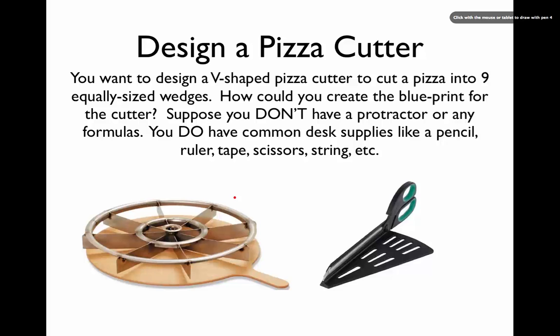So here you see this angle forming right here, and we need this to cut 1/9 of the pizza, right? So we want 9 equally sized wedges. That would be that, and 9 more would make the pizza. So how would you create a blueprint for that using just desk supplies, pencil, ruler, tape, scissors?